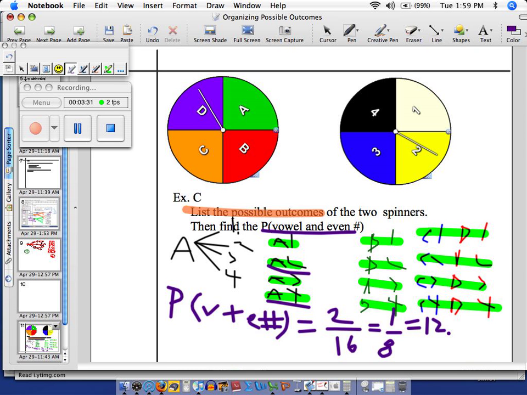I'm sorry, not 12.5. 0.125, because I'm ahead of myself. And then the percentage is 12.5%.